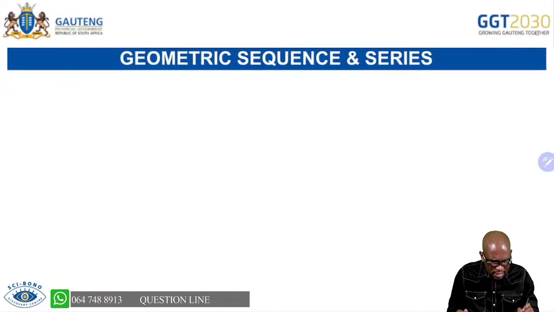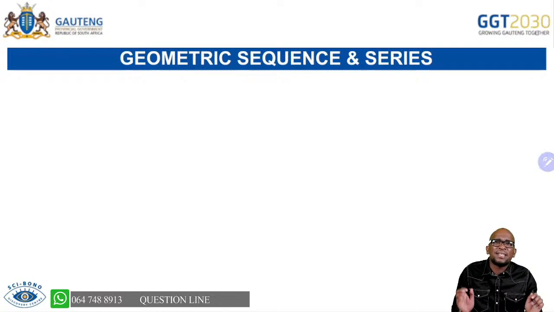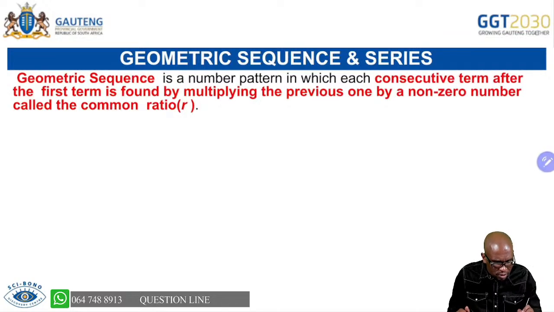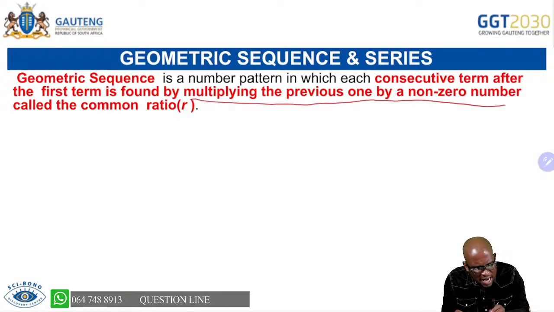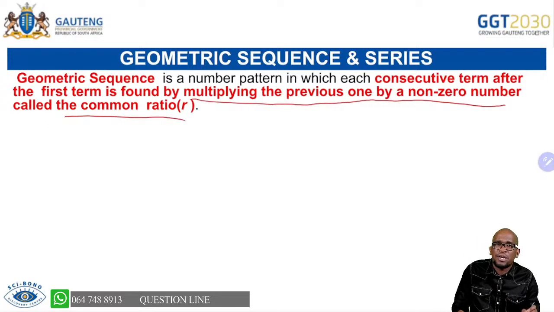Now, let us move on to the concepts that govern the geometric sequence as well as the geometric series. A geometric sequence is a number pattern in which each consecutive term after the first term is found by multiplying the previous term by a non-zero number called the common ratio.